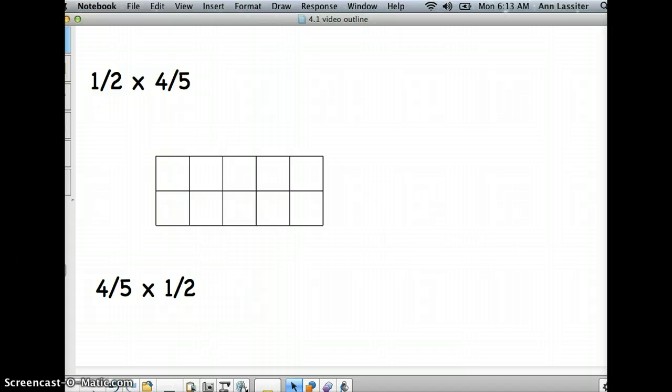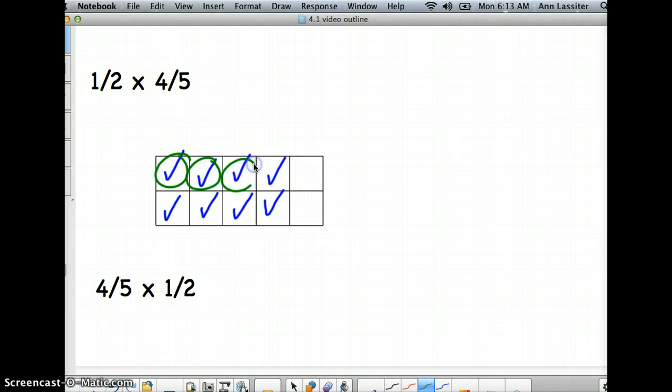So I am going to first shade 4/5, and by shading I'm going to just put a check mark in 1 column, 2 column, 3 column, 4 of my 5 columns. And now of what I have shaded, I am going to circle half of them. And since I have 8 checks, I am going to circle 1, 2, 3, 4 of them. And those that are circled and checks would represent the answer to this problem, which is a total of 4 out of the 10 sections in my whole picture.